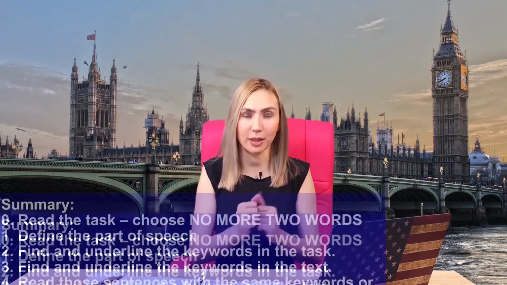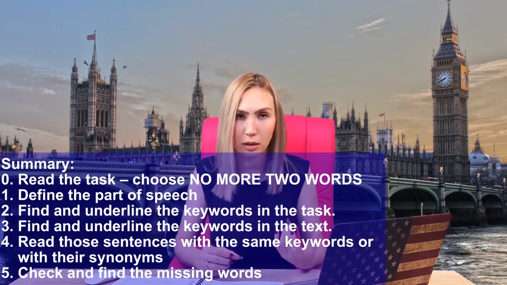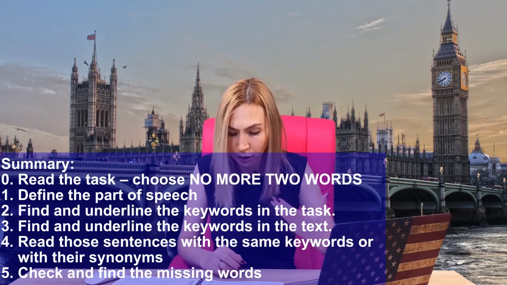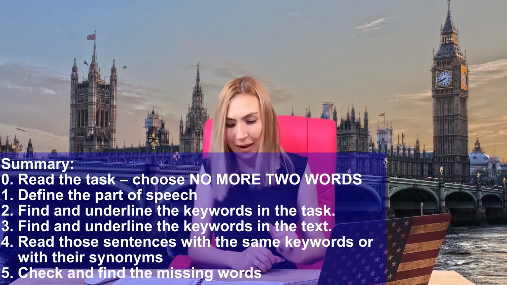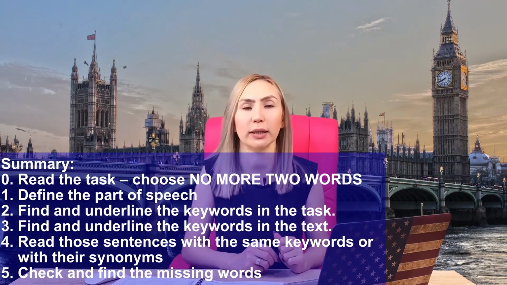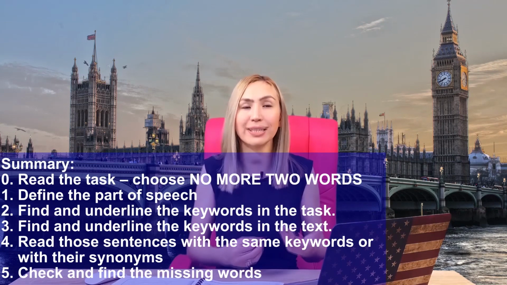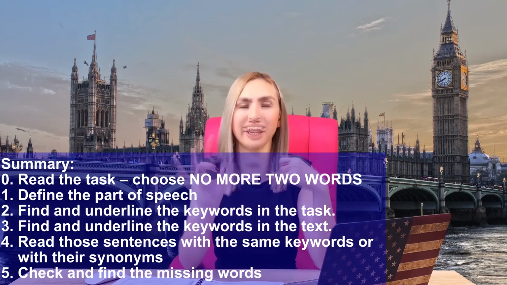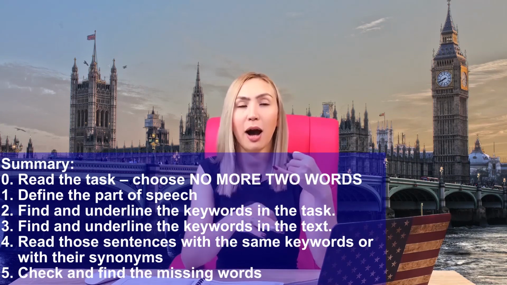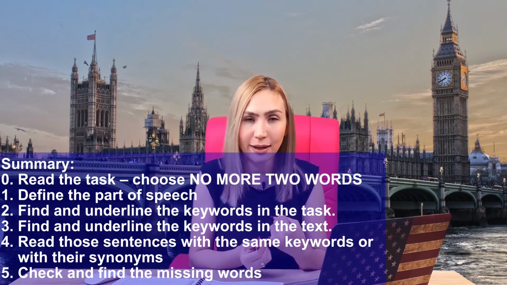So let's summarize what we did. So we read the task. Choose no more than 2 words from the passage. Yes, it says no more than 2 words. That is a sentence completion task. What is the algorithm? Rule number 0, read the task, we did it. After that, find and underline.